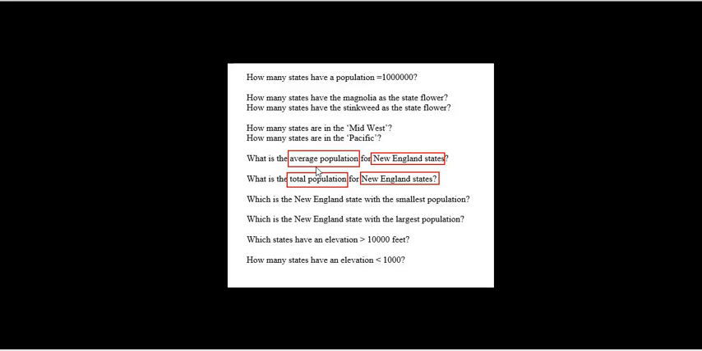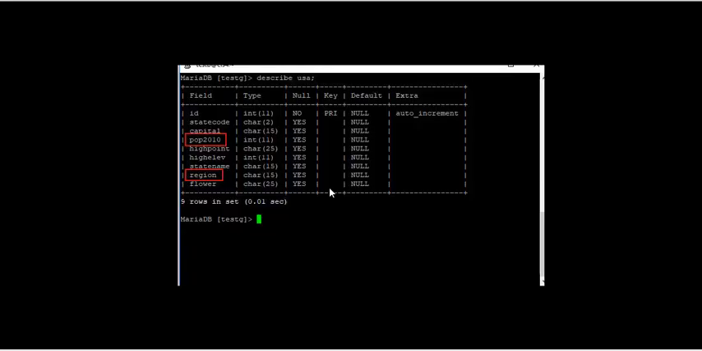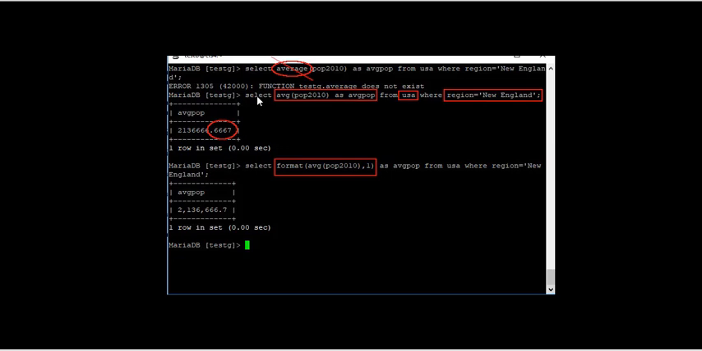Now we're going to take a look at average population for New England states. What makes them a New England state? We'll also look at total population. Region equals New England. That's what makes them a New England state. And Pop 2010, that's the field for population. So, first thing I tried was select average, because that's the function name in Excel. Unfortunately, you see the line through that. It doesn't work. Function average does not exist.